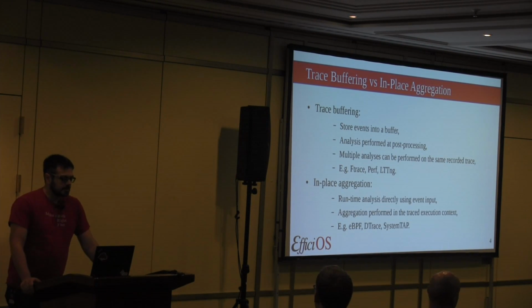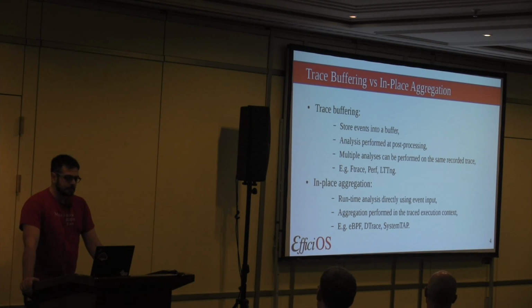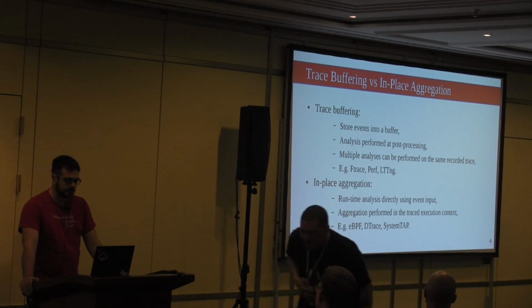So the rough idea of trace buffering, as is done by LTTng, ftrace, perf, is that you basically store events into a ring buffer, and you perform the analysis at post-processing. You read back that buffer and perform whatever analysis you're interested in. One advantage of the trace buffering approach is that on that same recorded trace, you can run analysis for hours and hours and look at the problem from various angles with the data you have recorded.